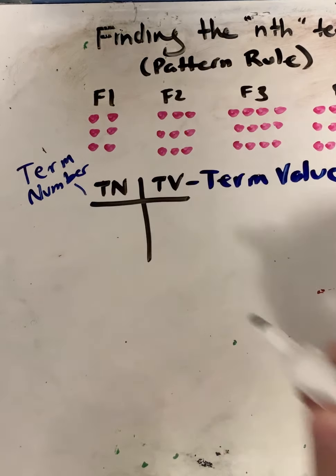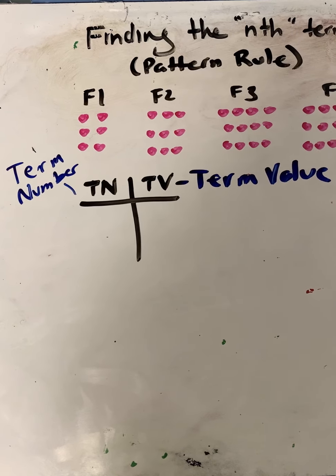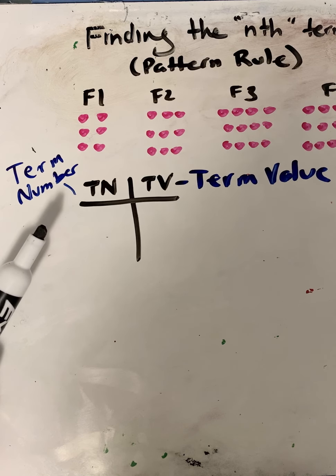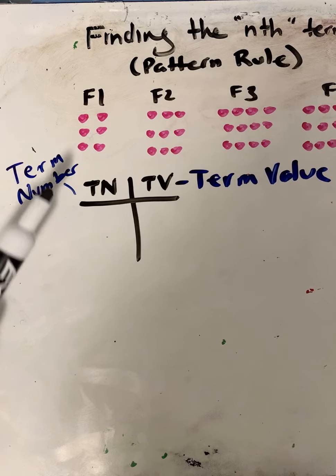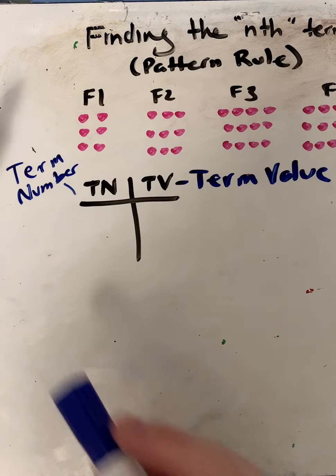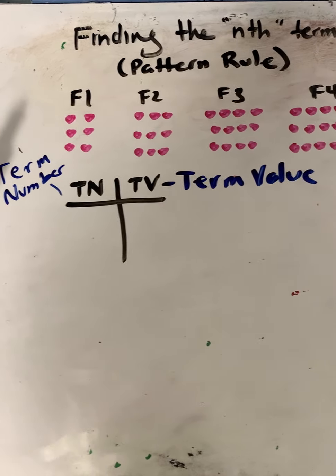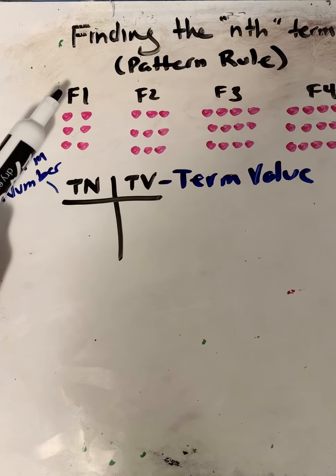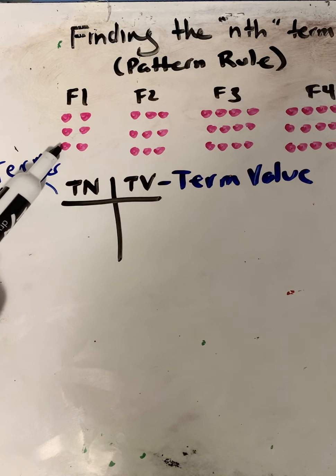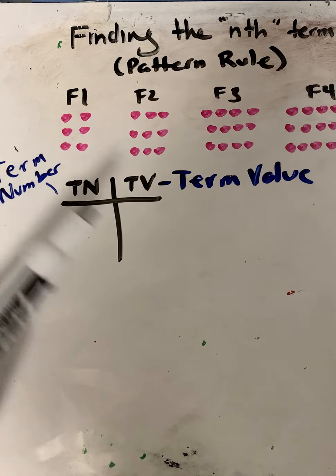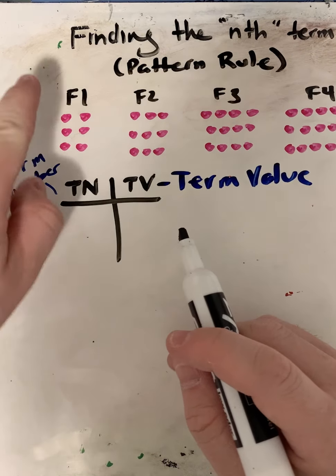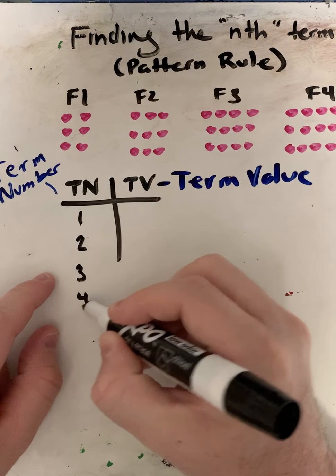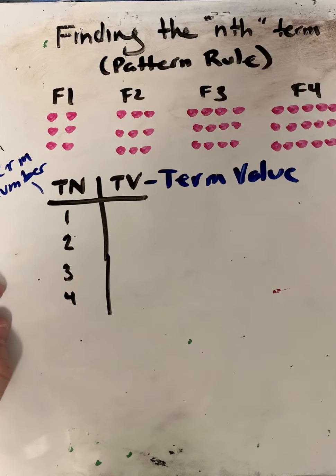Now stick with me because this could get a little confusing if you don't really understand. The term number pretty much stands for where the pattern is, or the number is, in this whole thing. So the term number for this pattern is 1, okay? Because it's the first thing that we see in this growing pattern. So when we write our term number, we're not writing F1. We'll just write 1, 2, 3, 4, right? Because we have 4 figures in this.